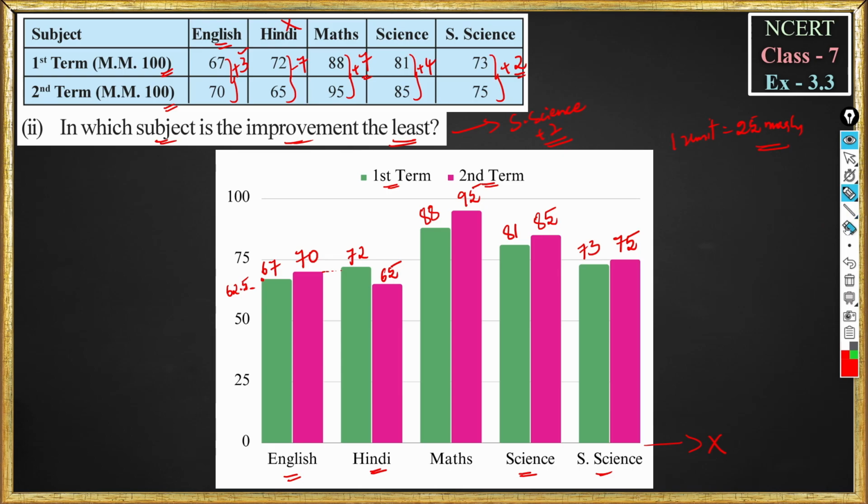Now question number 3. Question number 3 is, has the performance gone down in any subject? If you take the Hindi subject, in the first term the student got 72 marks, whereas he got 65 in the second term. That means there is a -7 decrease in score in Hindi from the first term to the second term. So the performance has gone down in the Hindi subject by 7 marks.